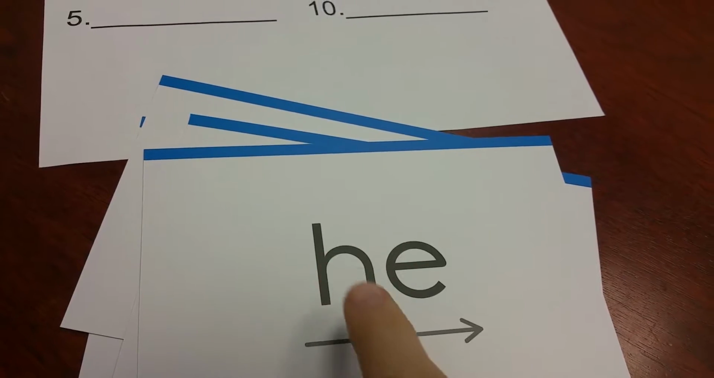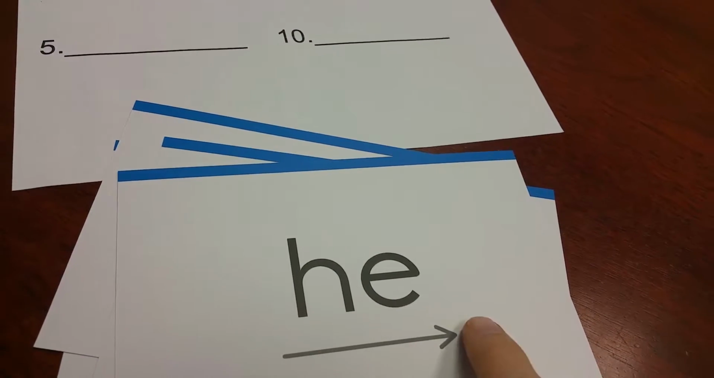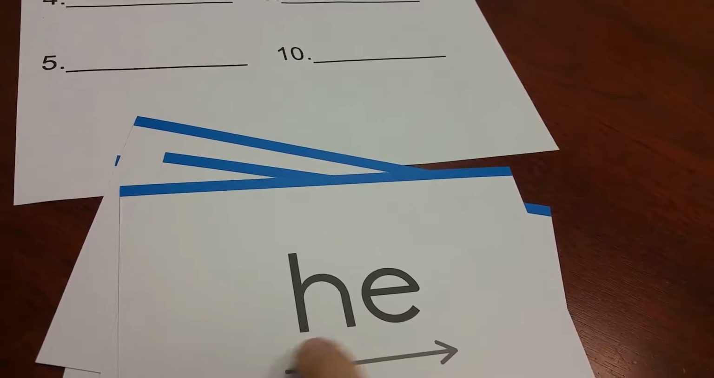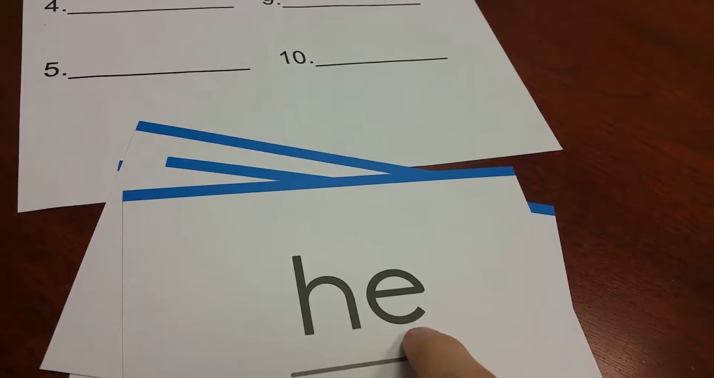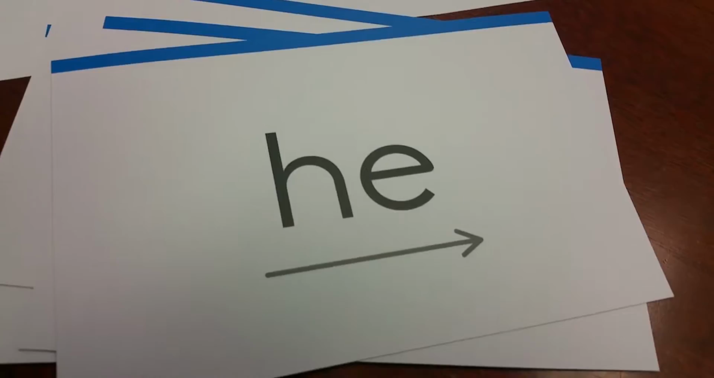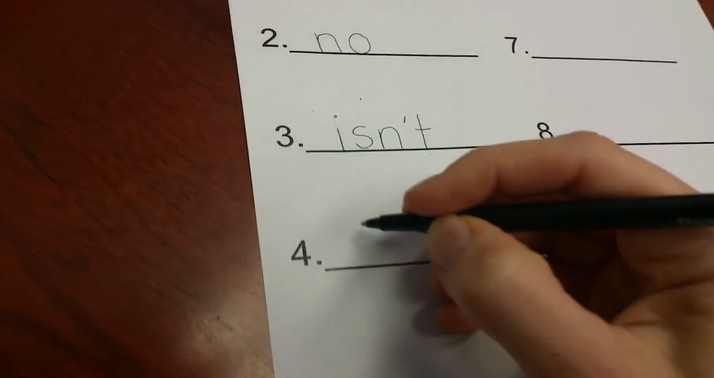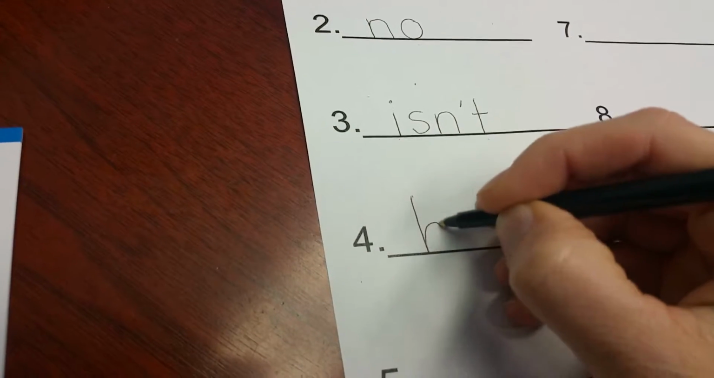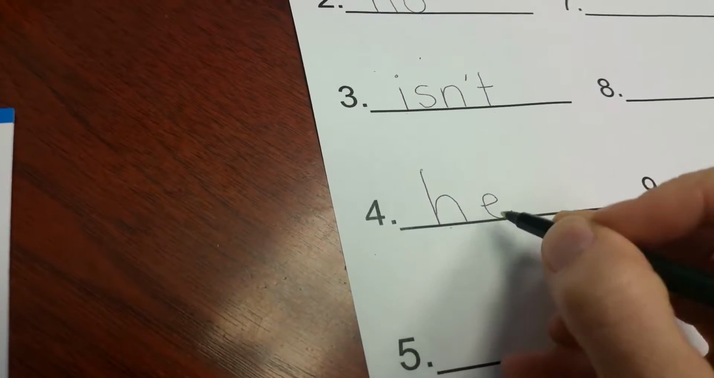He, H-E, he. He is my grandpa. Write the word he. H-E, he, H-E.